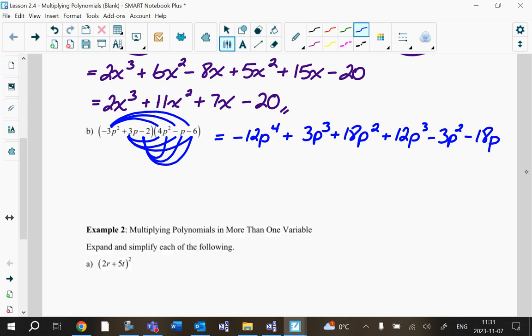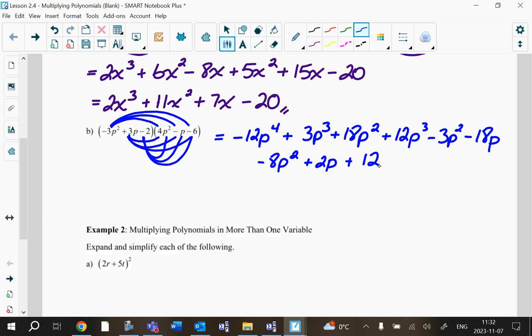All right, the last run through. Negative 2 times 4p squared. Negative 8p squared. Negative 2 times negative p. Positive 2p. And finally, negative 2 times negative 6. Positive 12.